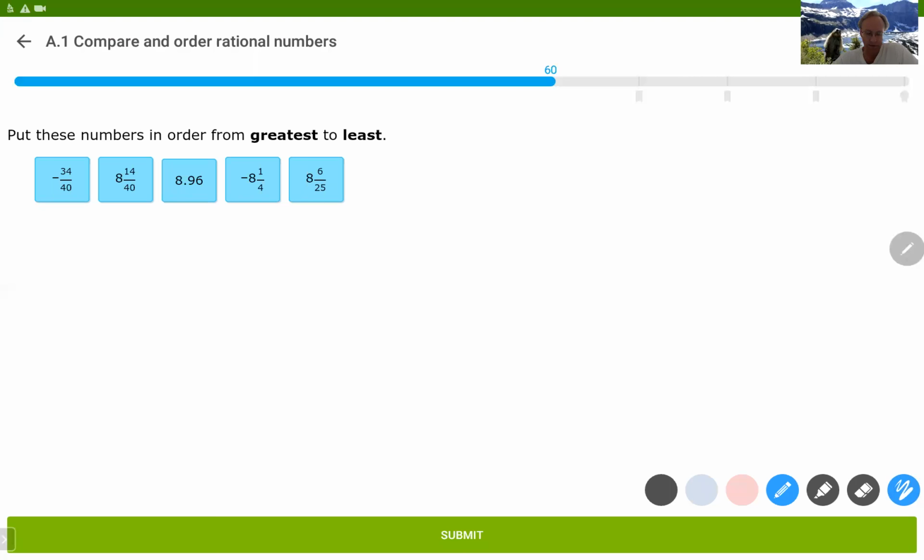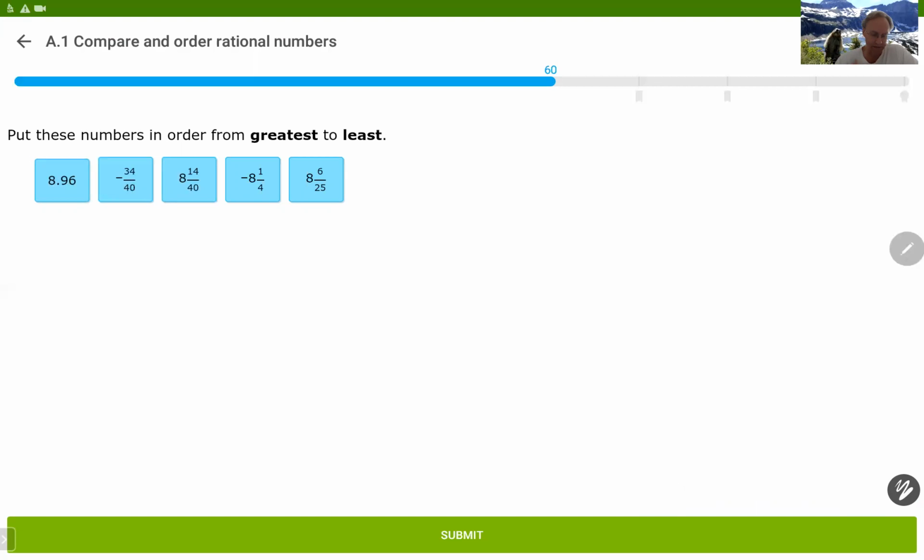We want greatest to least. So again, turn this off for a second. We're going to put the biggest one first. It just so happens that we've got an 8 and 14 over 40 and an 8.96. This is less than a half. This one is less than a half. This is a lot bigger.